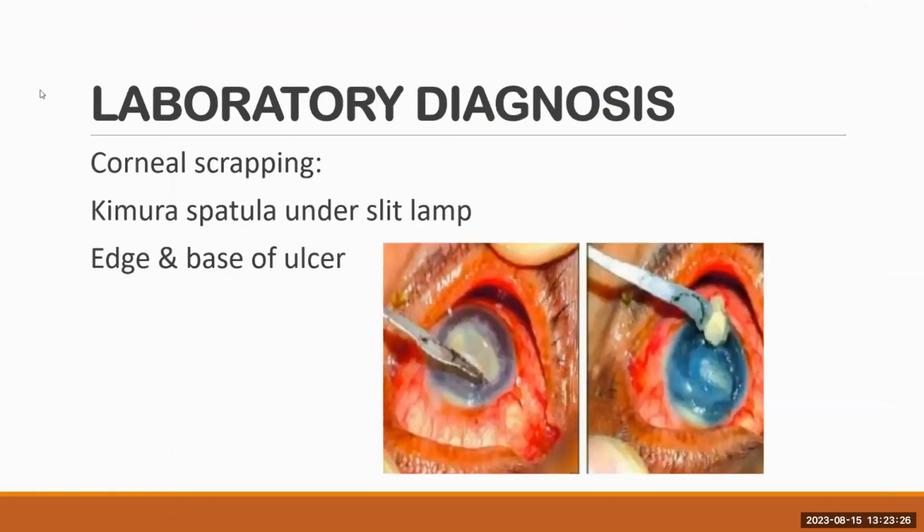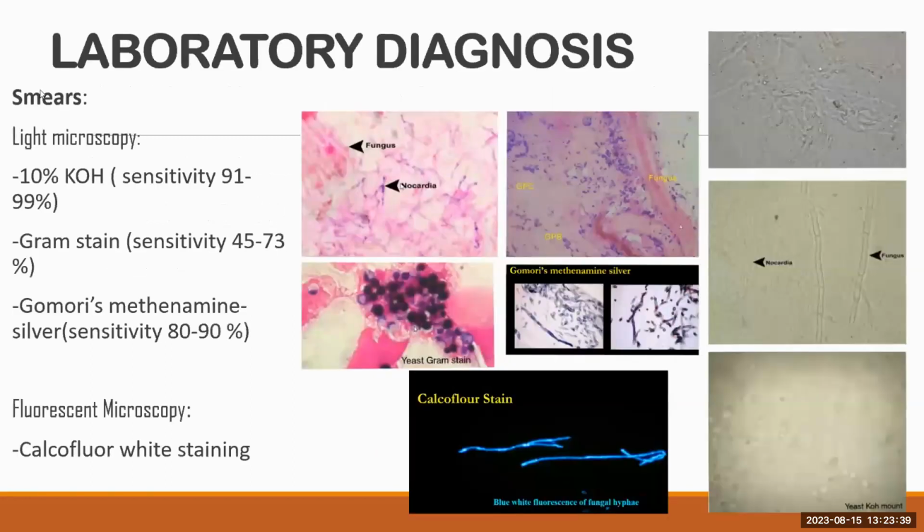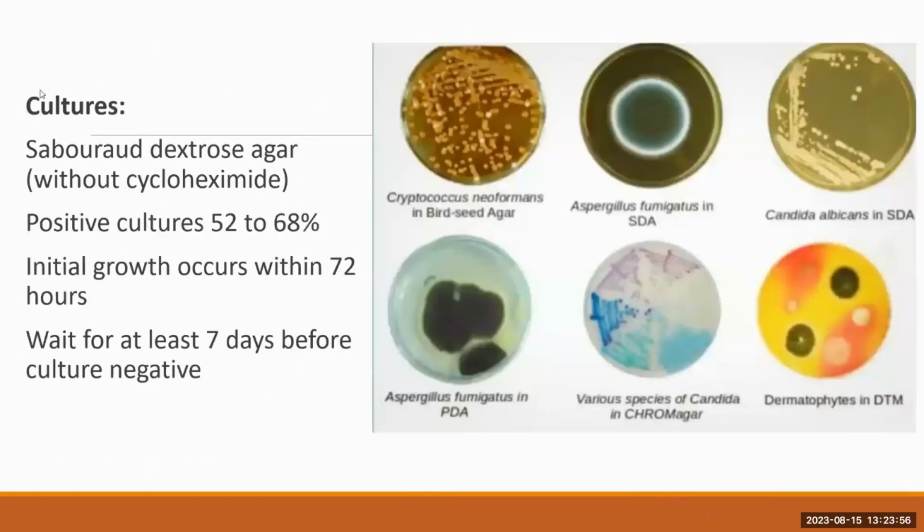Diagnosis can be made by corneal scraping. The cornea is scraped using a Kimura spatula or a number 15 blade under slit lamp examination, and the edge and the base of the ulcer are scraped. It is stained using 10% KOH, Gram stain, Gomori methenamine silver stain, and is observed under light microscopy. It can also be stained with calcofluor white staining and visualized under fluorescent microscopy, of which 10% KOH has 99% sensitivity.